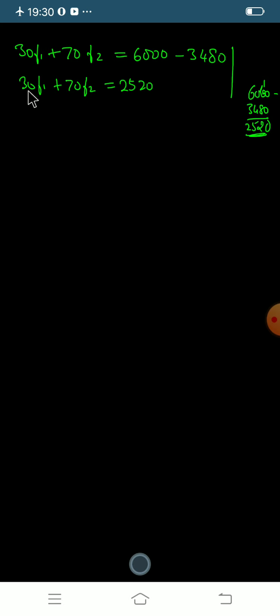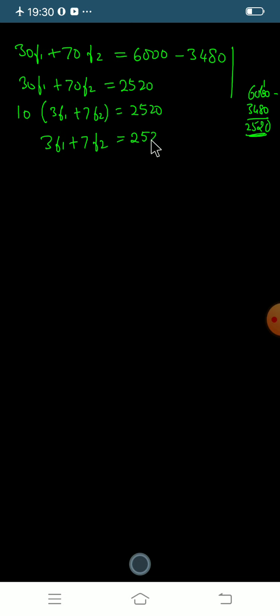Now, we have to do something here. There are 30 F1 and 70 F2. Let us remove 10 outside. Here 3 F1 plus 7 F2 is equal to 2520. Now divide it by 10. We will get 3 F1 plus 7 F2 is equal to how much? 252. Now this is equation number 2. Now previously we had equation number 1.